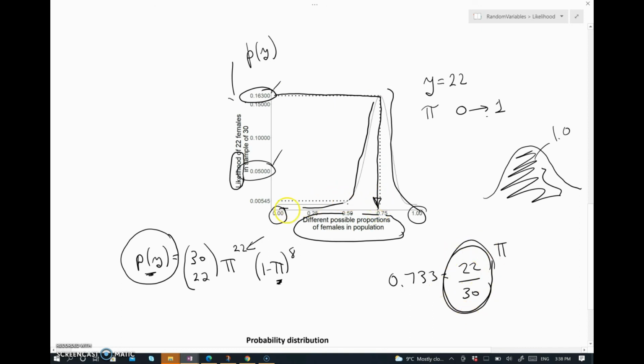But if we come down here, what's the likelihood associated with a null hypothesis of 0.5? It's a much smaller value. And so the ratio of these two provides some pretty strong evidence that the proportion of females in the department is not equal to 0.5.